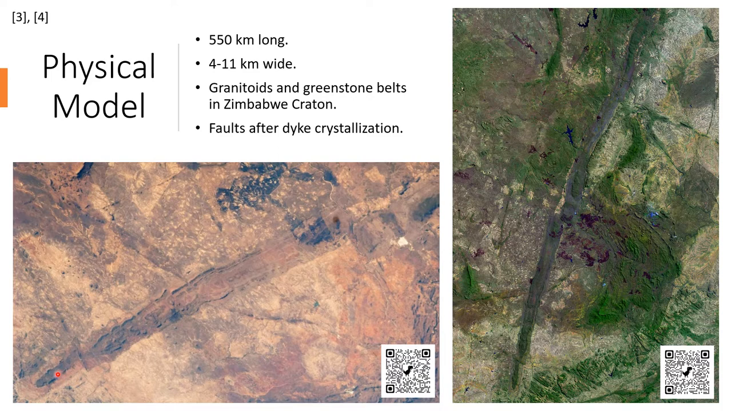Again, this is a mafic and ultramafic composition igneous intrusion that intruded in Archean granite and greenstone belts in the Zimbabwe Craton. And one final thing to notice just here is that you can see a fault here and a large scale fault here that goes through both the dike and the craton and therefore formed since crystallization.